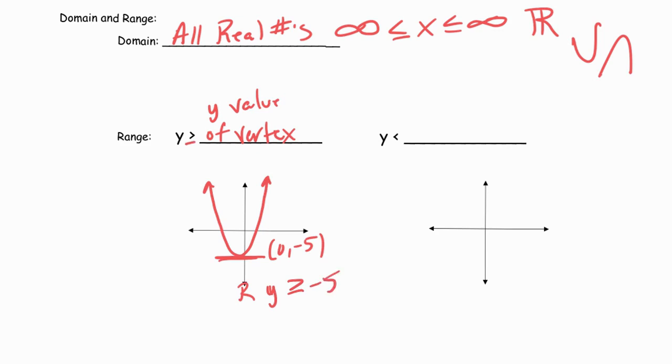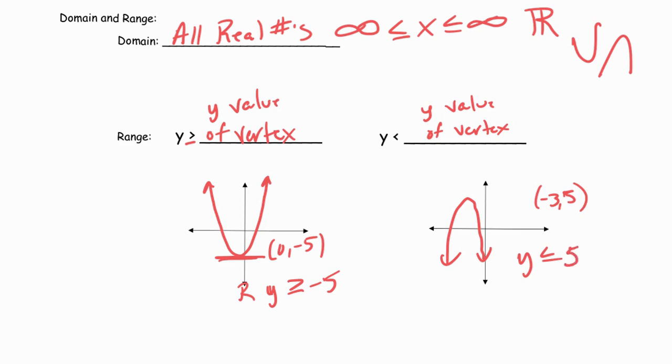So make sure you know that the range is greater than or equal to, because the vertex will hit that point. And then if the parabola looks something like this, it's going to be y is less than, and again, the y value of the vertex. So in this case, if the vertex was, let's say, (-3, 5), we would say that the range would be y is less than or equal to 5, because it's everything below 5.